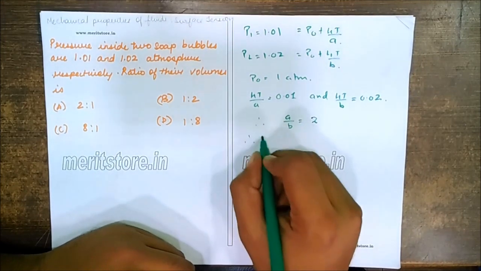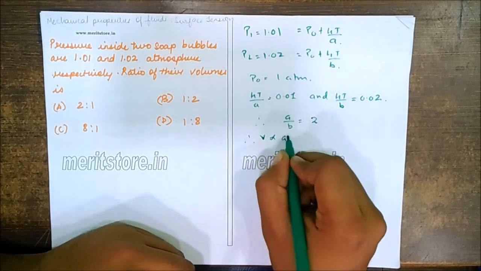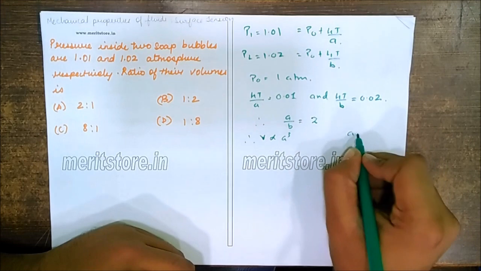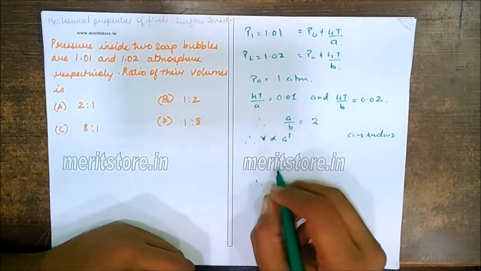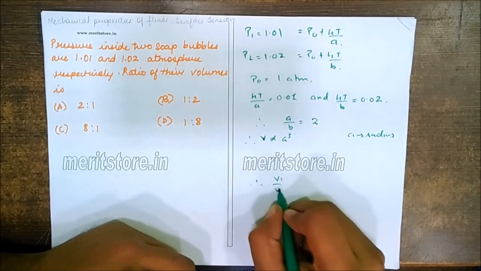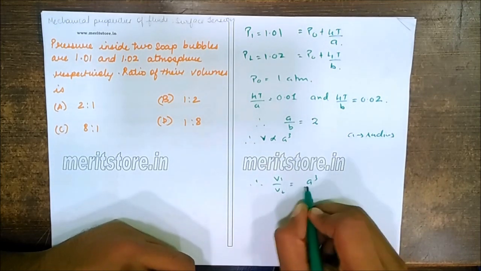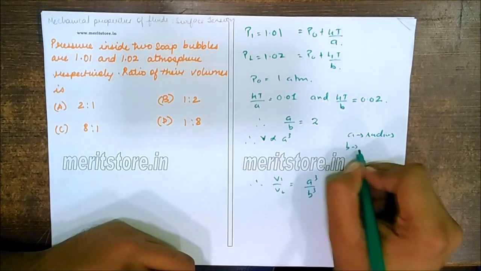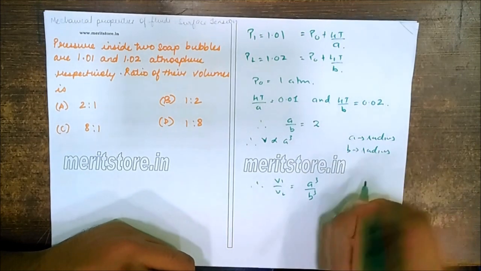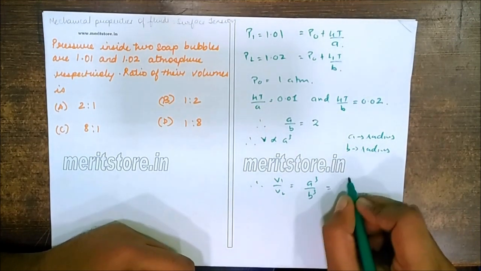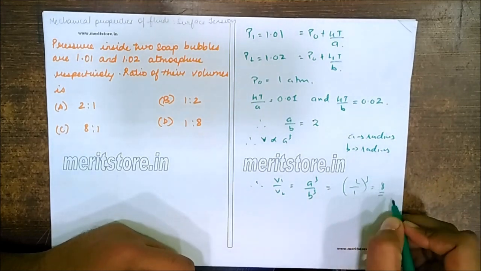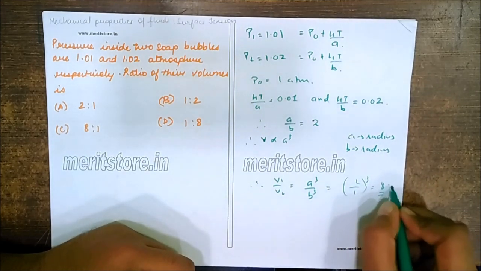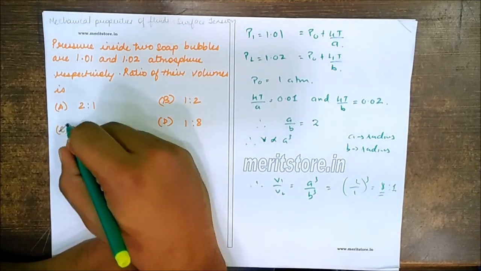Now we all know that V is directly proportional to a cube, isn't it? a is nothing but the radius. So therefore V1 upon V2 is equal to a cube upon b cube. Well, b is also the radius of the other bubble. So this becomes 2 by 1 the whole cube, which is 8, or 8 is to 1. Option C.